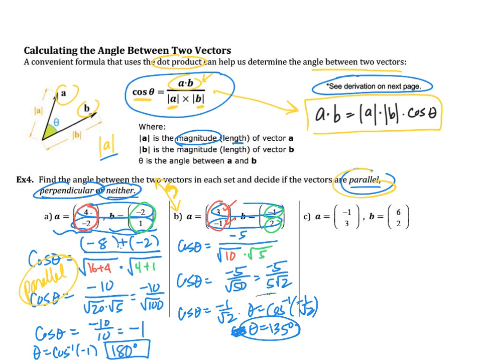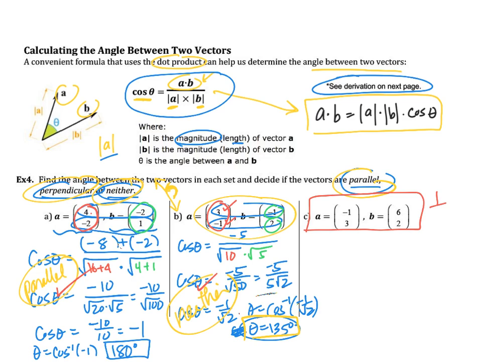Is it parallel, perpendicular, or neither? Well, this angle is neither 180 degrees nor 90, so therefore it is a neither. So these two vectors are neither parallel nor perpendicular to each other. So we have a parallel, we have a neither. This one is probably going to be a what? My prediction is it's perpendicular, but let's see.